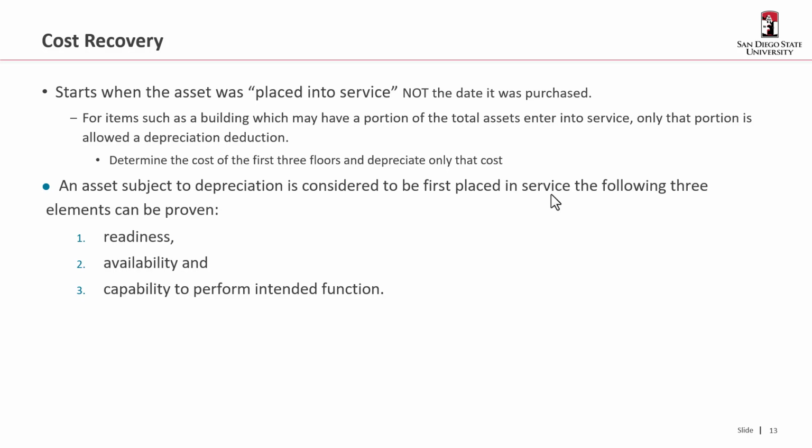So an item is considered placed in service when it is ready, available, and capable to perform its intended function. That doesn't necessarily mean you are using it for its intended function. It simply means it's ready, available, and capable. And so there's no gaming, if you will, about when you get to start your depreciation. And the rules are pretty strict on this. It's depreciation that's allowed. You have to reduce the basis by.